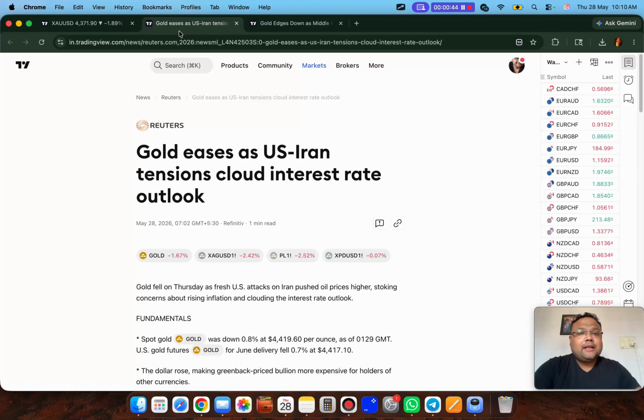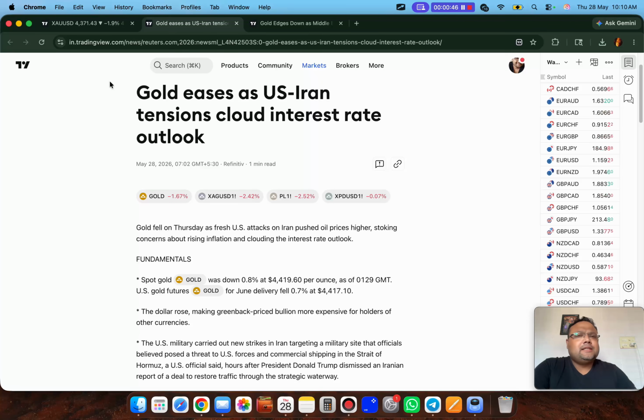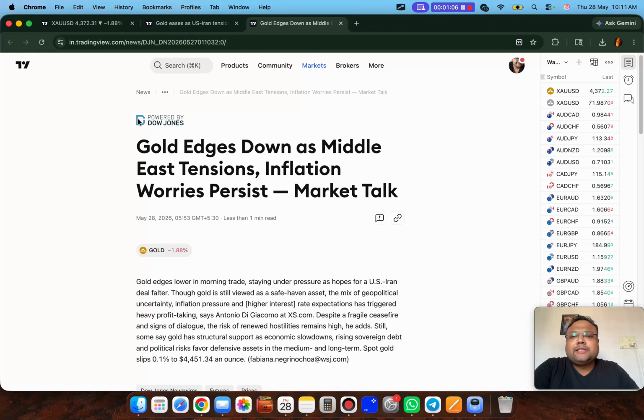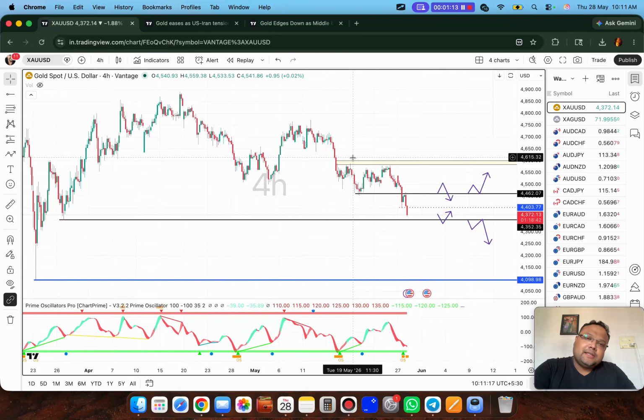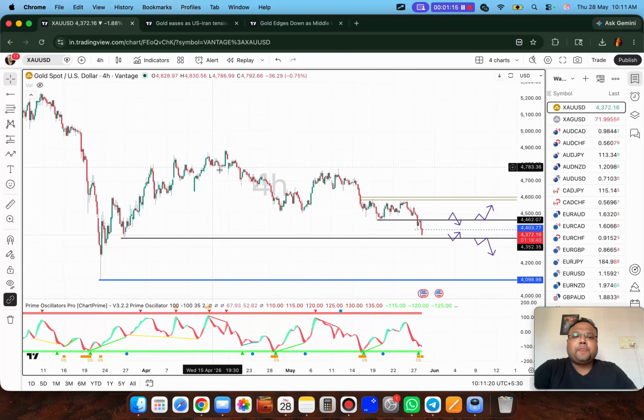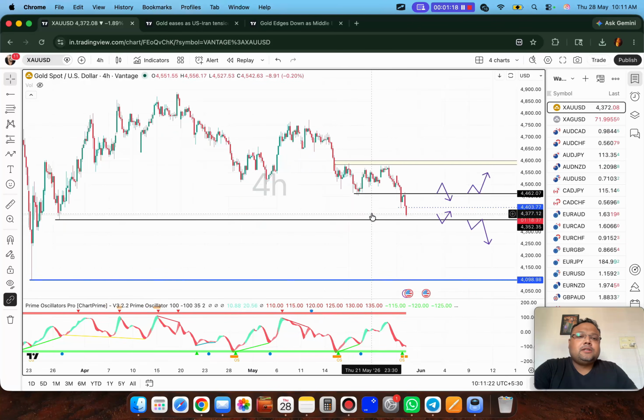But before we proceed, let me show you the market sentiment, because market sentiment is the most important thing, as it gives a direction. Gold is down as US-Iran tensions cloud the interest rate outlook. Gold fell on Thursday as a fresh US attack on Iran pushed oil prices higher, stoking concerns about rising inflation and clouding the interest rate outlook. Then gold edges down as Middle East tensions and inflation worries persist. So more or less you can see that gold is showing a sharp decline because of the US-Iran tension, and right now gold is under tremendous selling pressure.